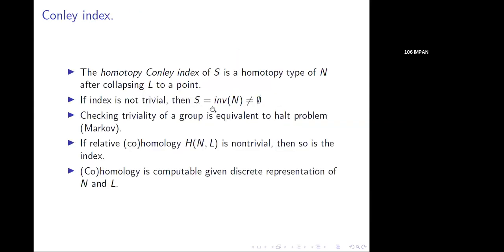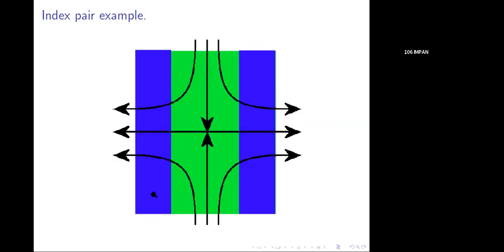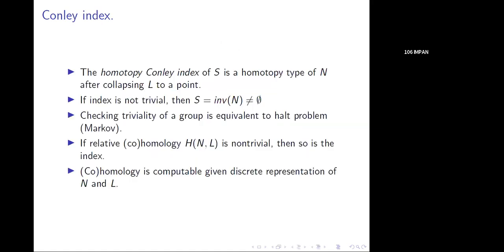And then the Conley theorem says that if the index is non-trivial, then the invariant part is not empty. That's, in a sense, a generalization of the Wazewski principle, but the set L is kind of fatter, so it's much more probable that I will be able to approximate it using a computer. However, there are a couple of problems.